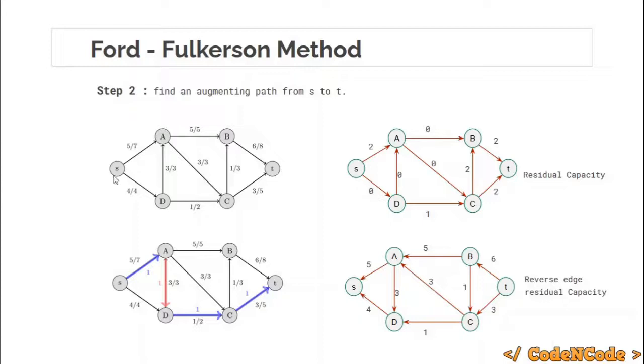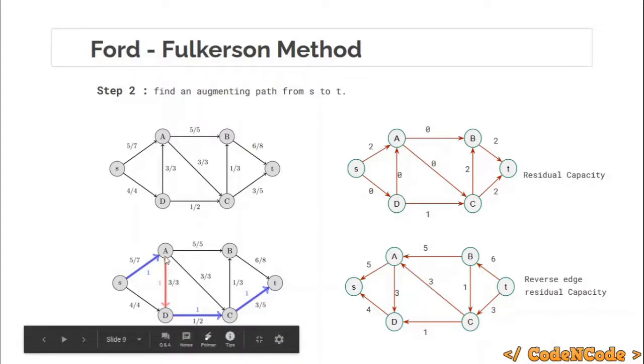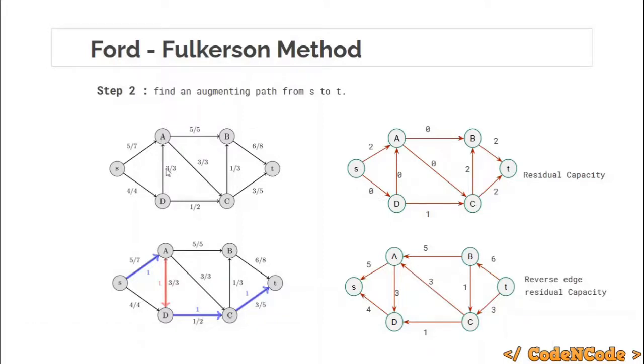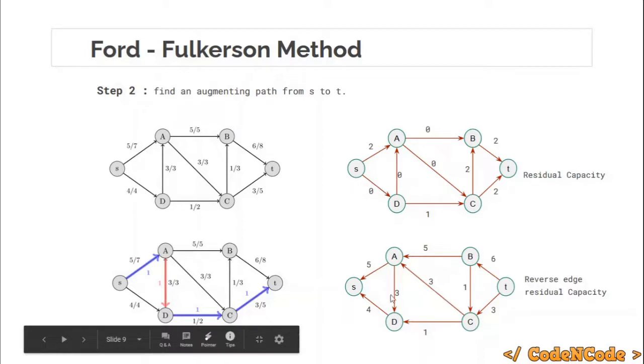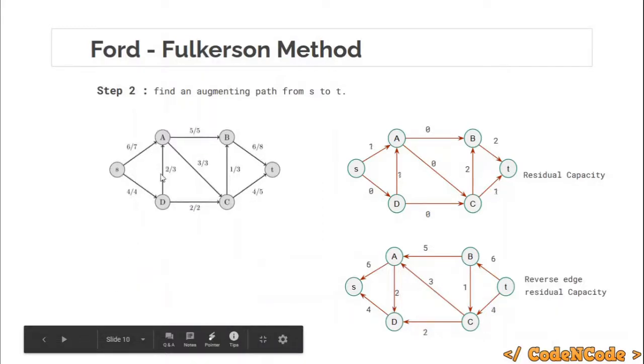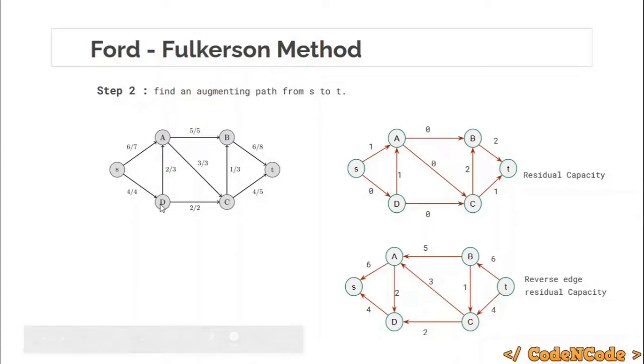So let's do that. Since this is used from the original residual graph, this would decrease by 1. This would increment by 1 because I am sending a flow of value 1 from A to D. In the reverse it would decrease by 1 because I am using A to D. So this would increase by 1, this would decrease by 1, this would increase by 1, and this would increase by 1. So now, as you can see, this is the maximum flow you can achieve.